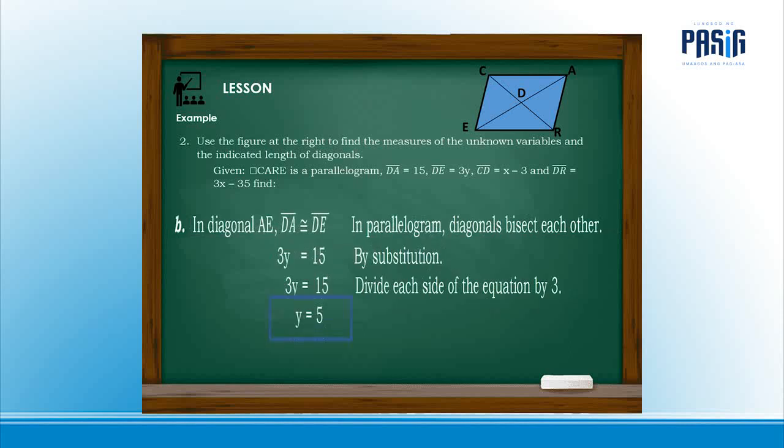To find the value of y, here is the solution. In diagonal AE, side DA is congruent to side DE, since diagonals bisect each other. So DE is also equivalent to DA. By substitution, 3y is equal to 15. So to solve for the value of y, divide each side of the equation by 3. And therefore, y is equal to 5.